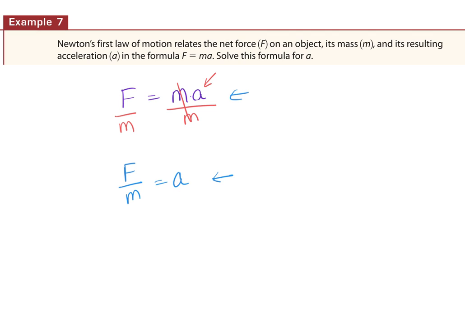And so science will do this a ton. You'll see this a ton in science, where you set it up differently. So you can say the same thing two ways. Either you can say force equals mass times acceleration, or you can say acceleration equals force divided by mass. And they mean the same thing.